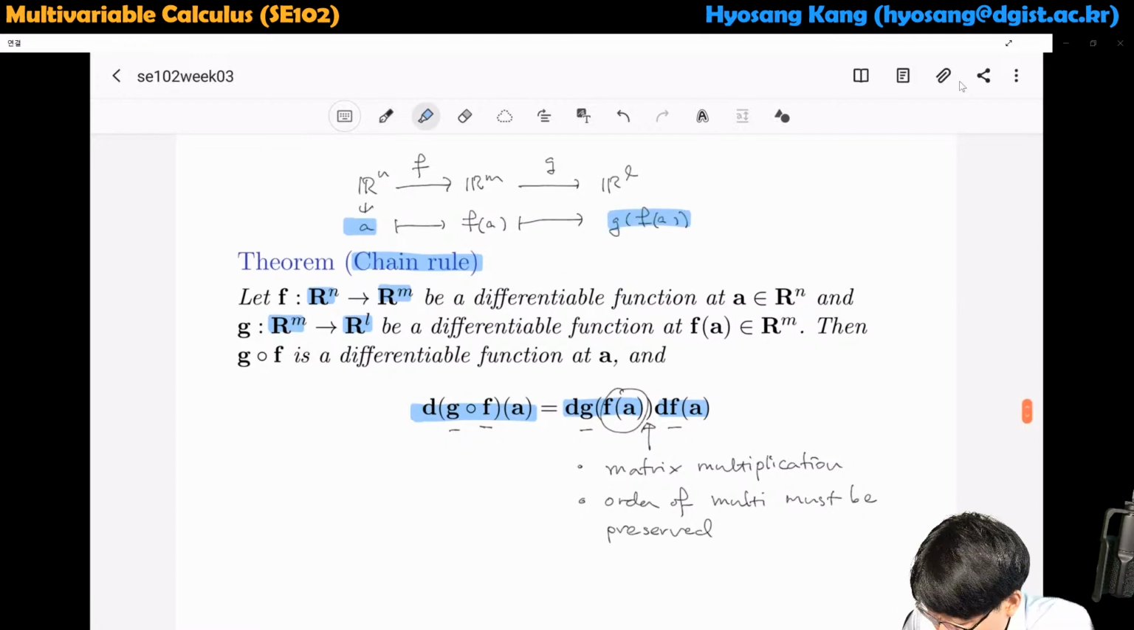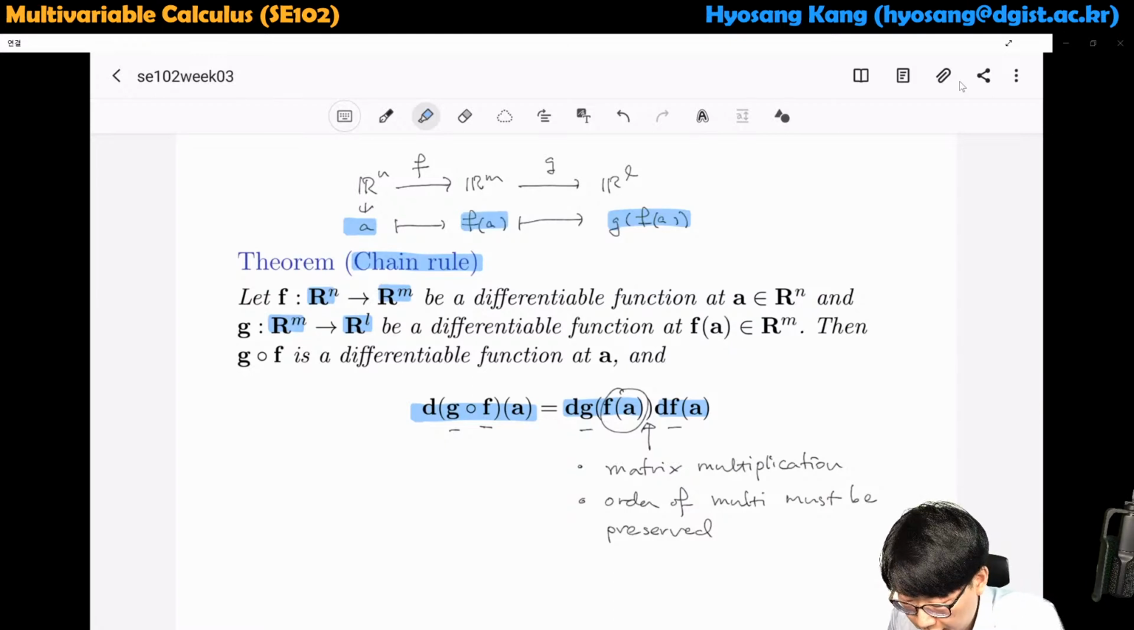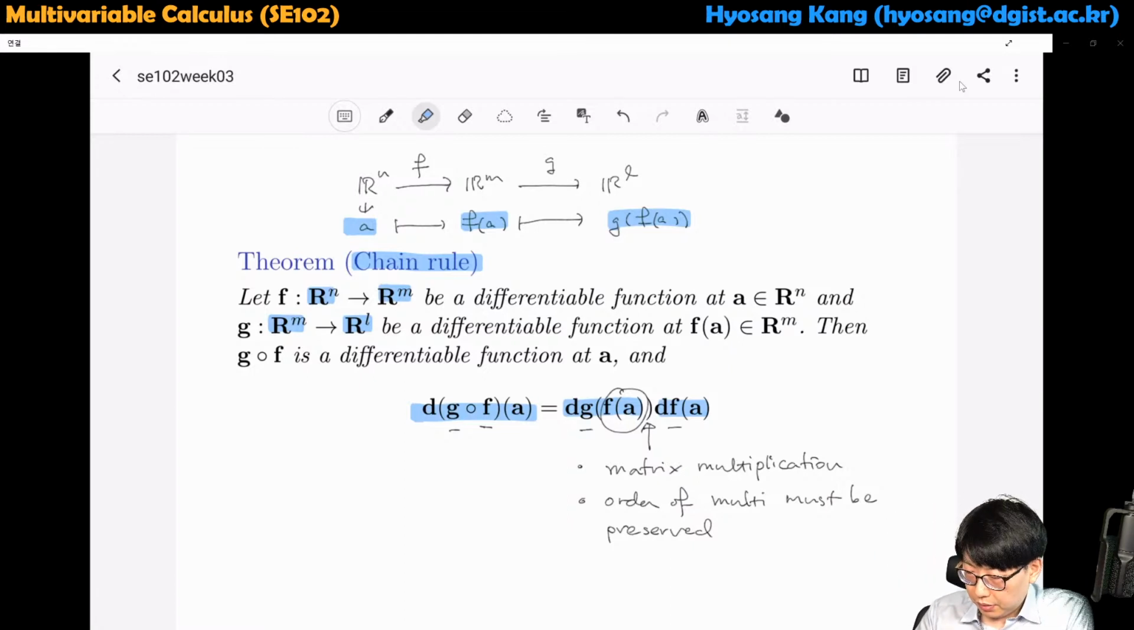So since we are taking a differential here, A is not in the domain, even not in the domain of g. So we are taking a differential at the value of function f. Okay. So that's the thing. But you see, this is exactly the same as when you take a composition of two single variable functions and try to take a differential.